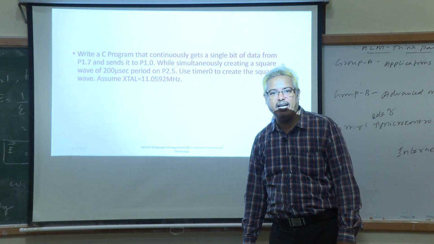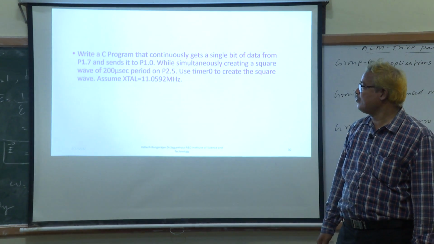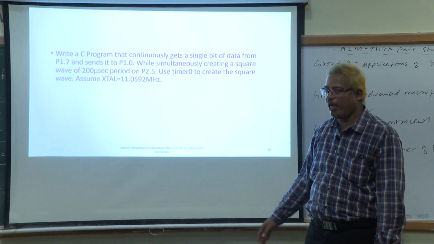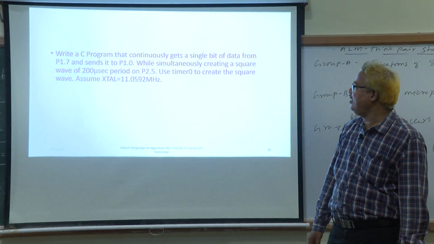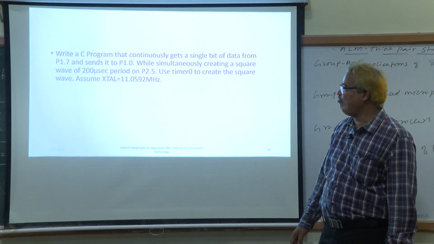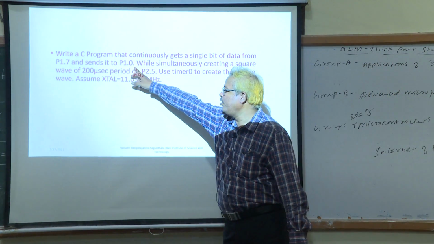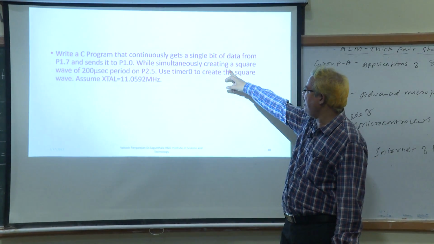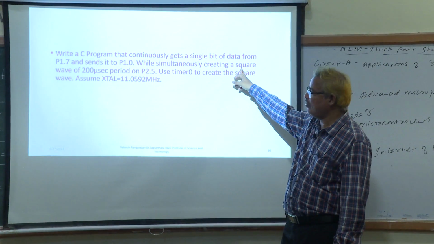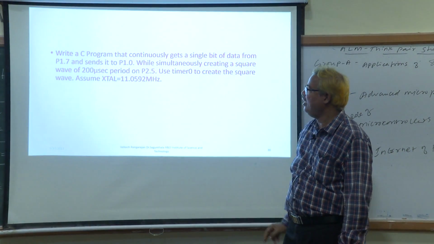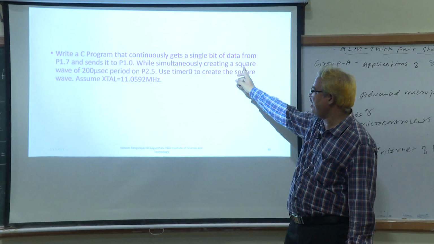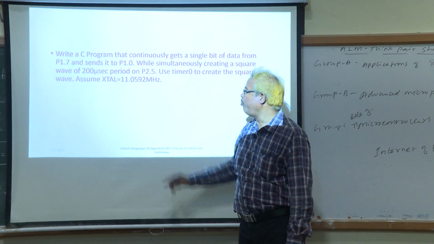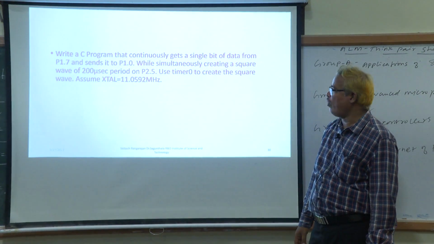So there are 6 interrupts in the 8051 microcontroller. Here we will use 2 interrupts, interrupt 1 and interrupt 2. Then the program is: write a C program that continuously gets a single bit of data from port 1.7 and sends it to port 1.0. This is the normal operation of the 8051 microcontroller, while simultaneously creating a square wave using an interrupt. Okay, this will be the interrupt program. So while simultaneously creating a square wave of 200 microsecond period on port 2.5, use timer 0 to create the square wave.